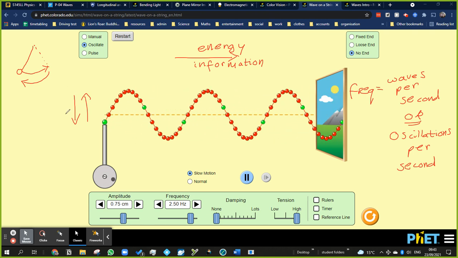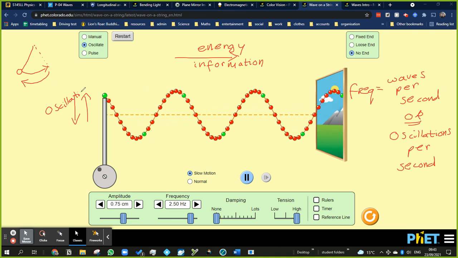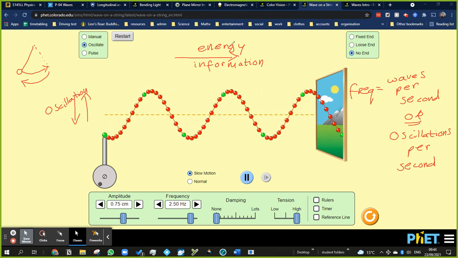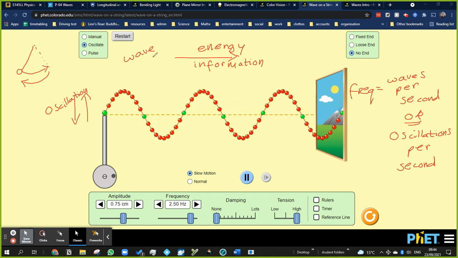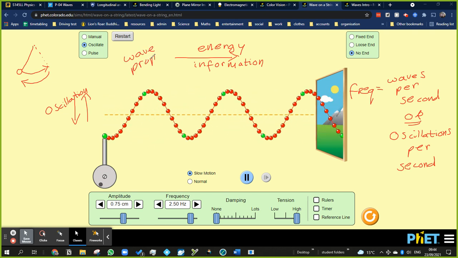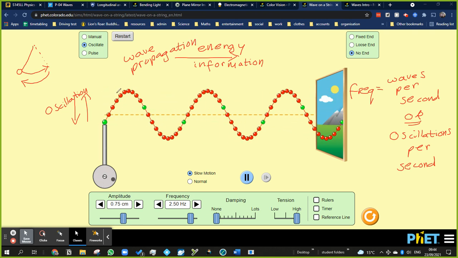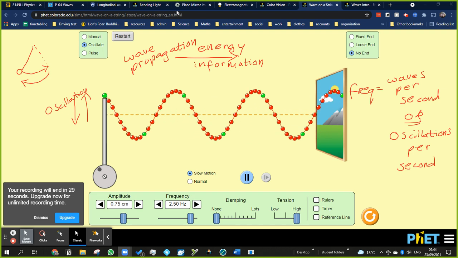Okay. Now, what you'll notice about this type of wave is that the oscillation is up and down, but the movement of energy, we can also call this the wave propagation, so the direction of the wave, the wave propagation is at right angles to the actual oscillation.